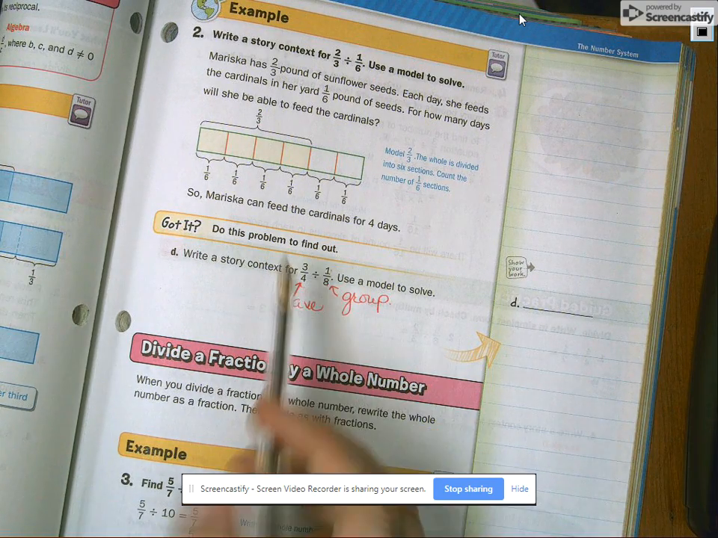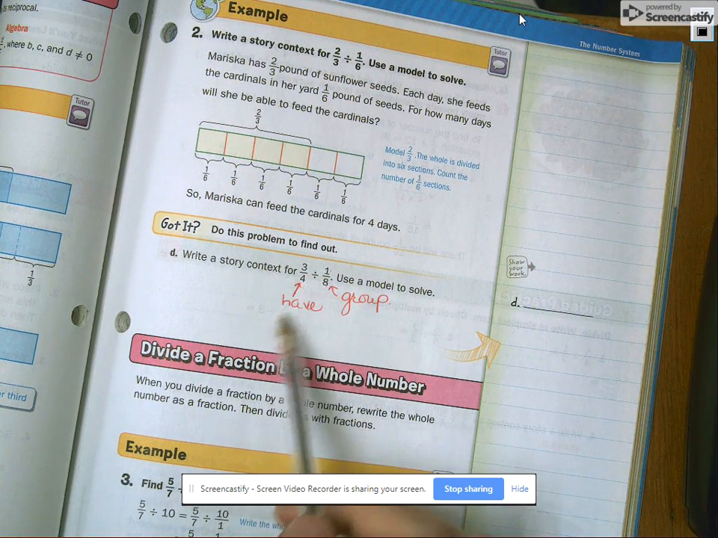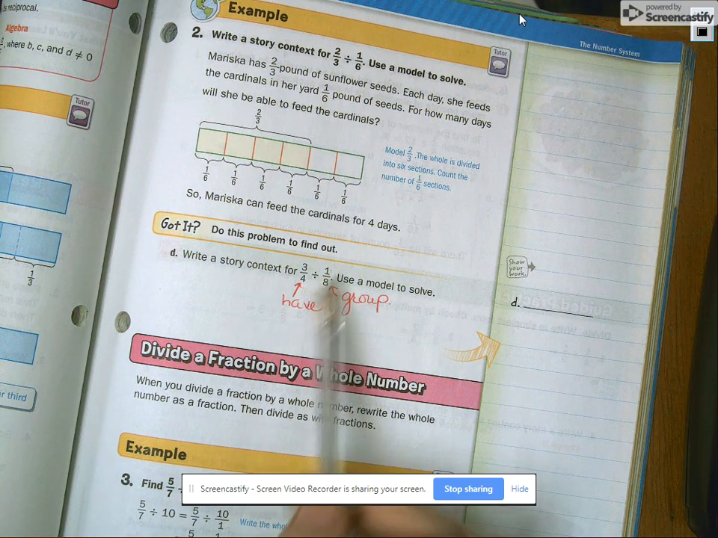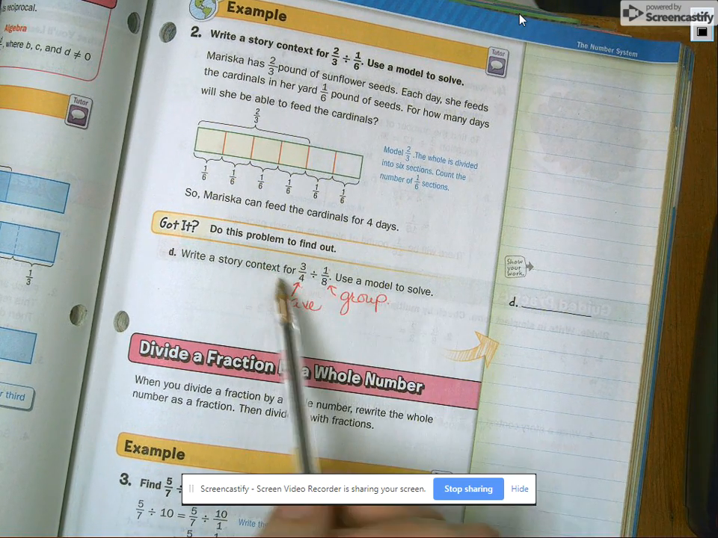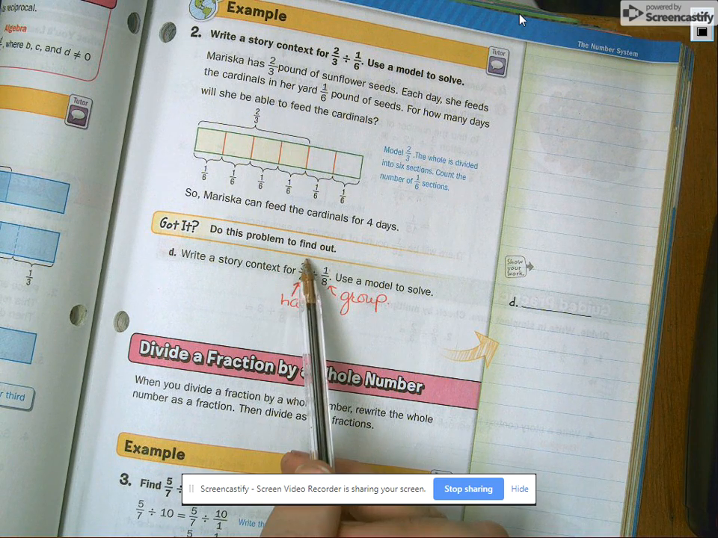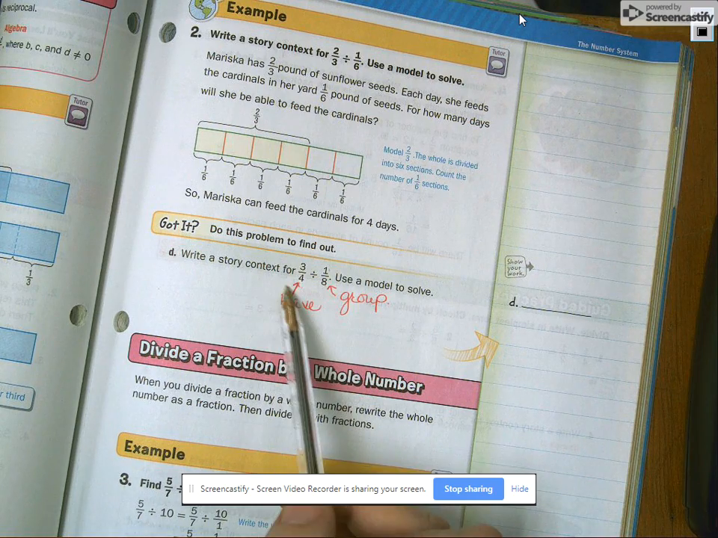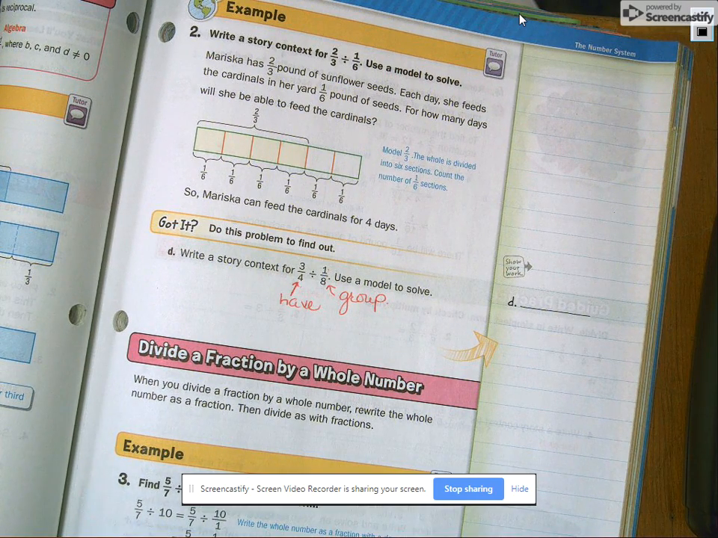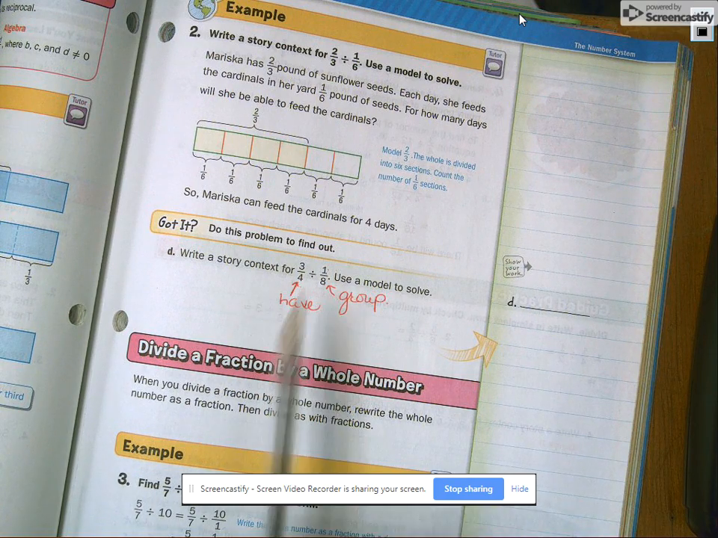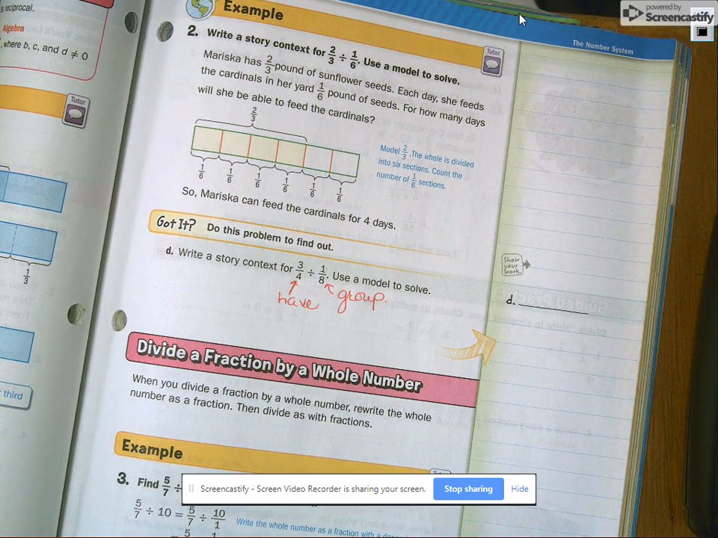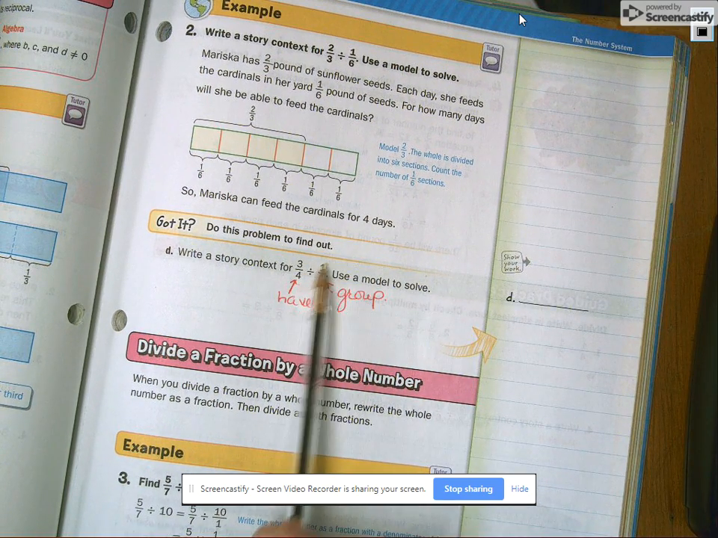you want to make sure that you have something where you're starting with this and you're breaking it up into these. So for instance, I might say that 3/4 of my yard is mowed. If I can mow 1/8 every day, how many days would it take me to mow all of my yard? Something like that. I start with what I have and I break it up into my groups.